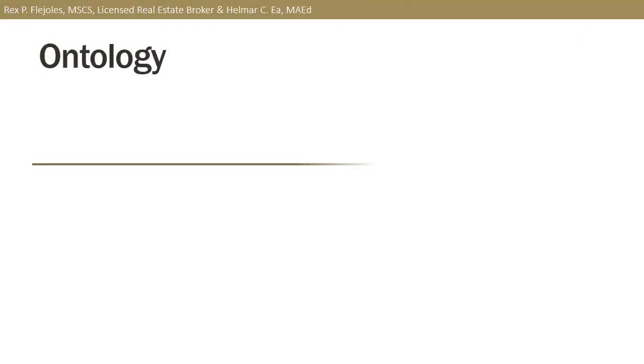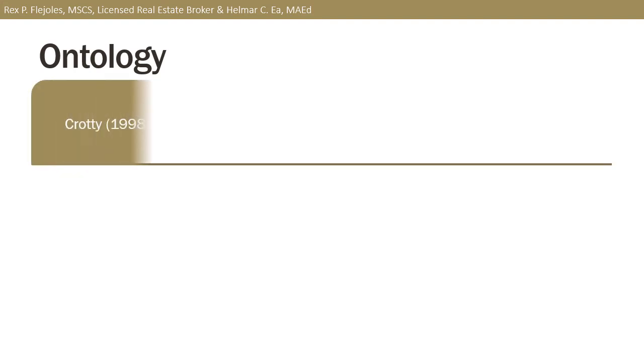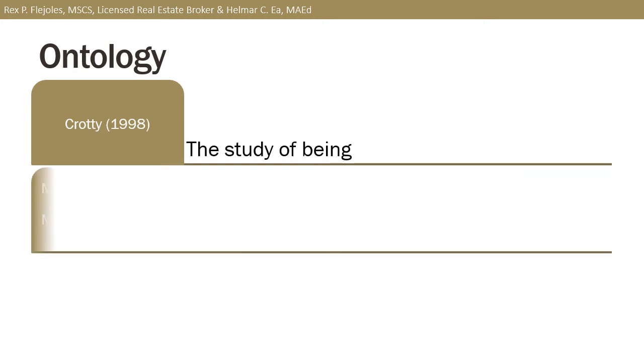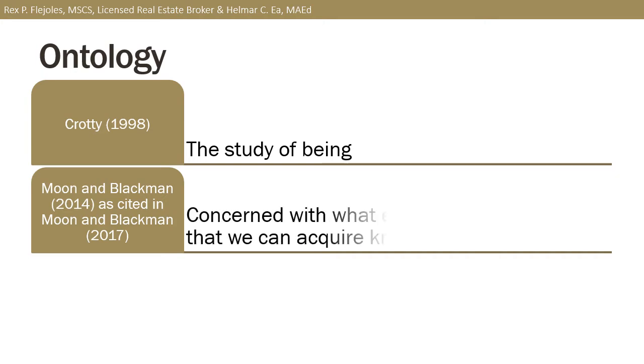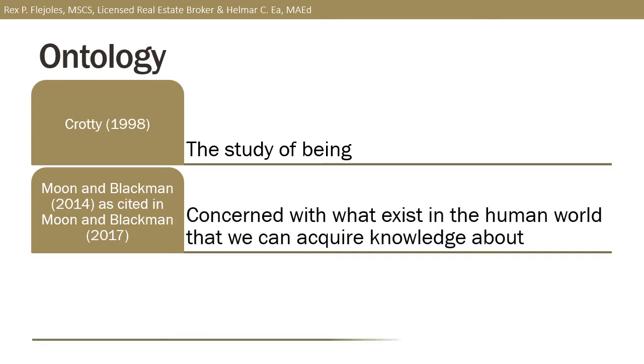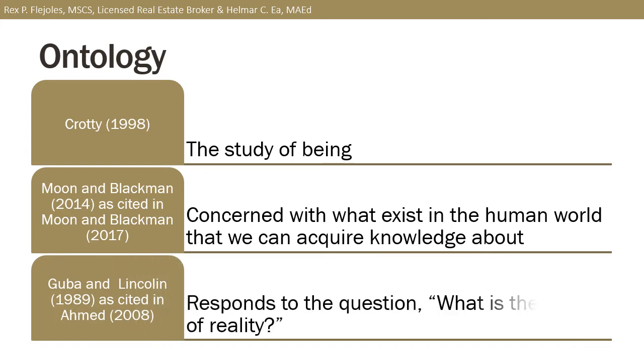One of the items in the theoretical framework is the ontology. What is this? According to Crotty, it is the study of being. Moon and Blackman refer to this as the branch of philosophy concerned with what exists in the human world that we can acquire knowledge about. Guba and Lincoln clarify it as it responds to the question, what is the nature of reality?